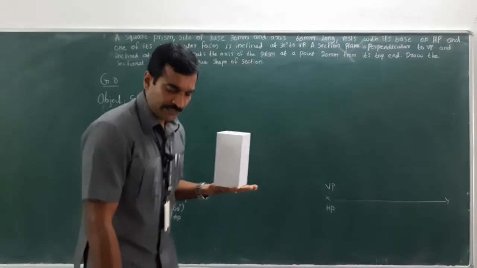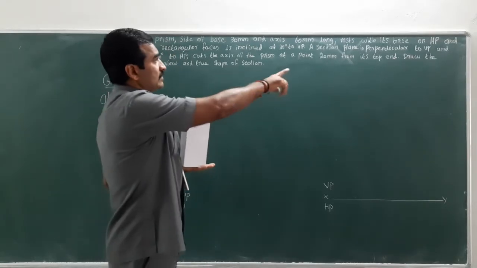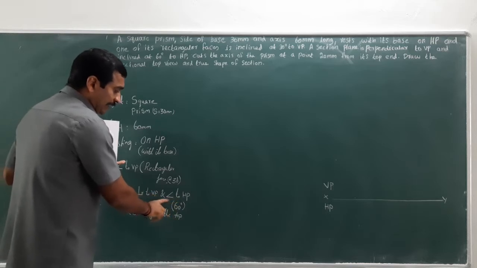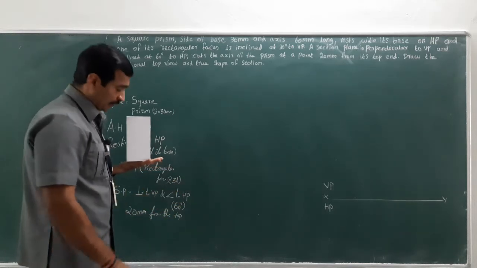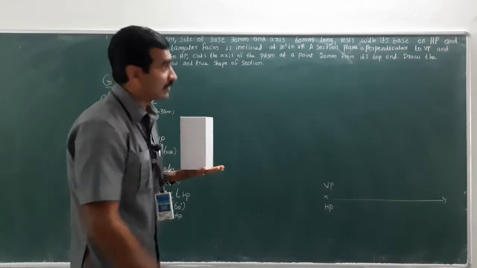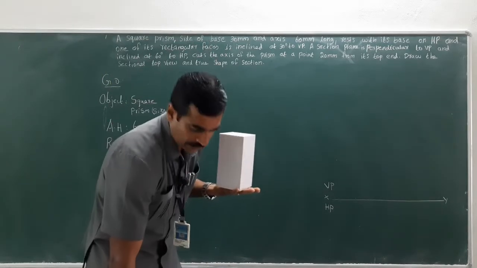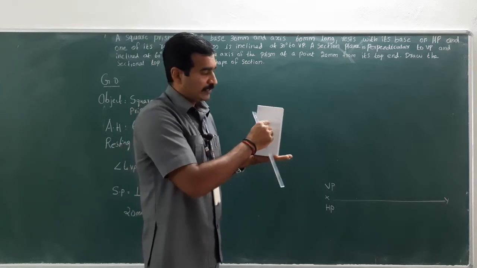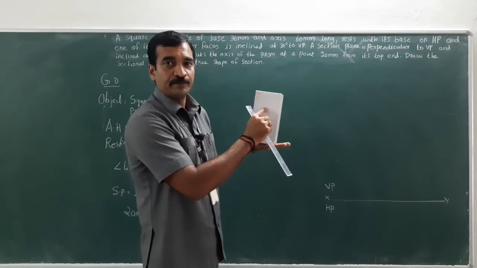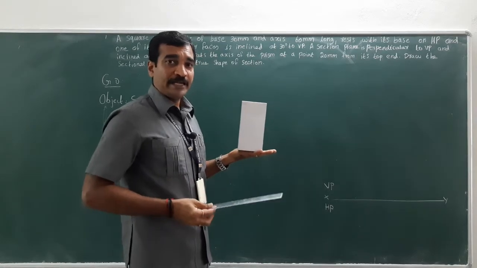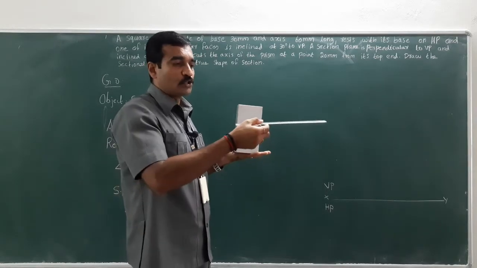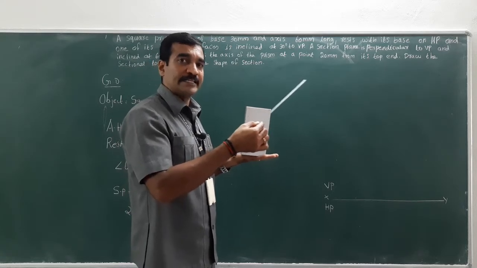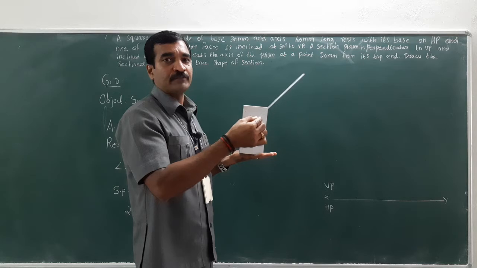And the section plane is perpendicular to VP and inclined to HP at 60 degree. That too, it is passing 20 mm from the top end. So take 20 mm from the top of the face here. Assume 20 mm is somewhere here. Now, the section plane could be in this position. Now, this section plane is inclined to HP and perpendicular to the VP.